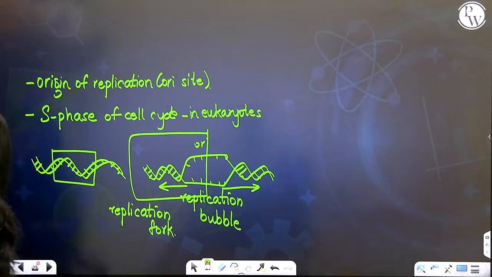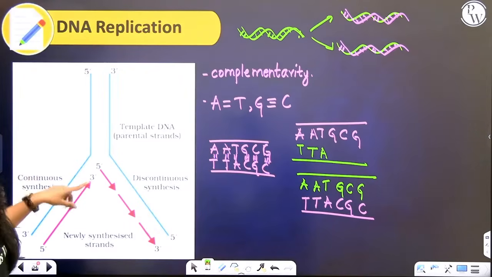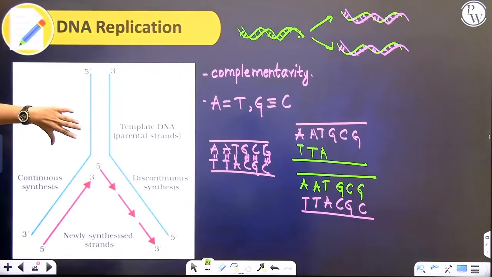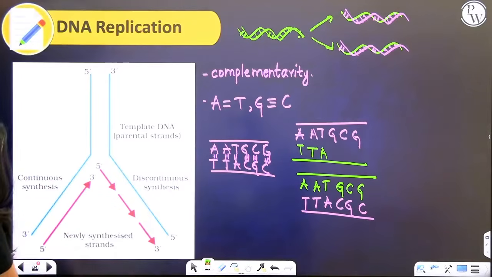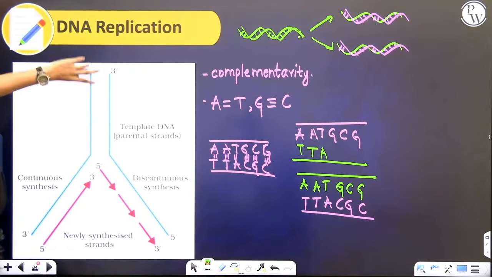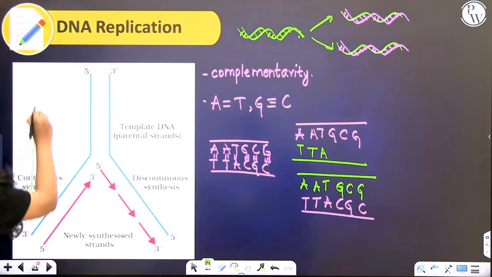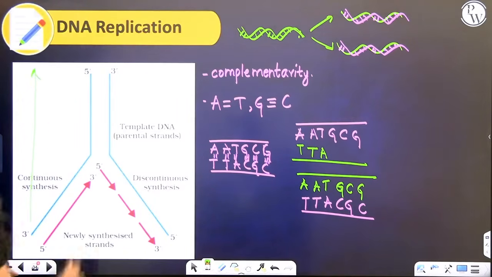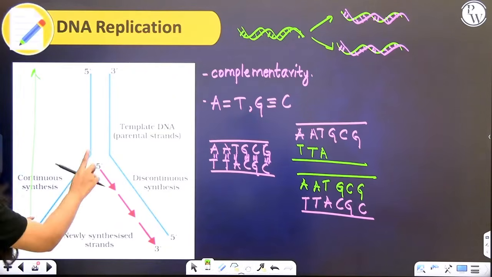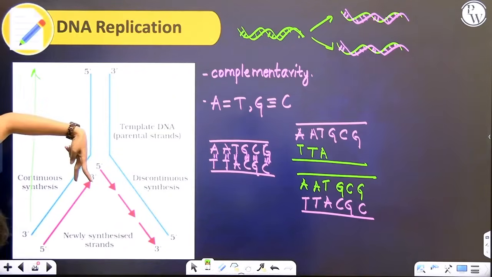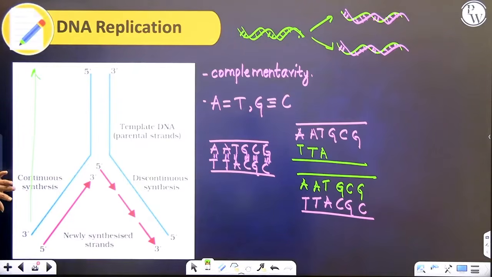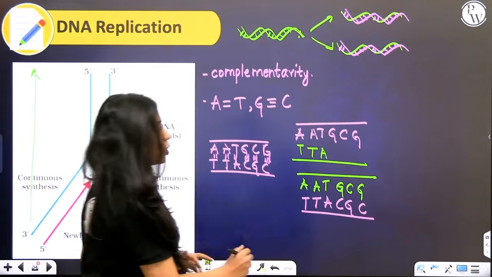So what you're looking at here in this NCERT diagram is one half of the replication bubble. Wherever there is a replication bubble, you will have two forks. What you're looking at here is one fork. Over here, replication proceeds in this direction. Over here in the fork, wherever the region is forked, the hydrogen bonds are broken. For the breaking of hydrogen bonds, we need an enzyme called helicase.